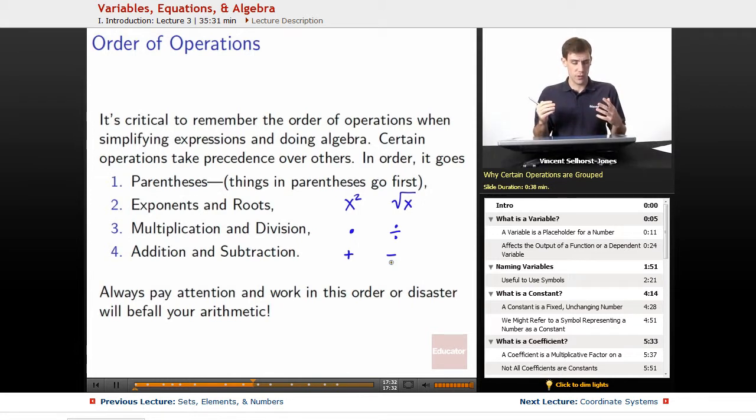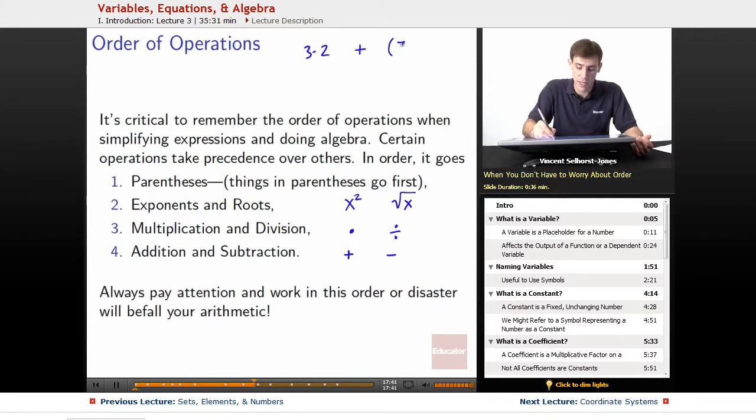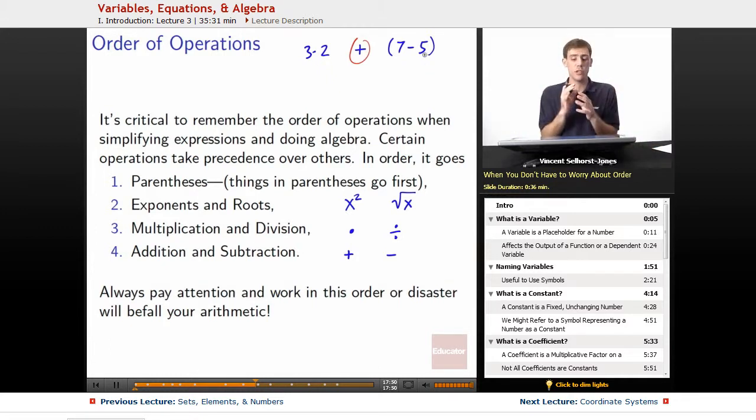Sometimes you might be able to do things where you don't have to follow this order absolutely precisely, because you might see something like 3 times 2 plus quantity 7 minus 5. Well, because there's this plus sign in the middle, we know that we can actually do what's on the left side and what's on the right side simultaneously, because they'll never talk to each other until the order of operations has completely gone through on their two sides. So we can just skip right to 6 plus 2 equals 8. We don't have to do everything there.